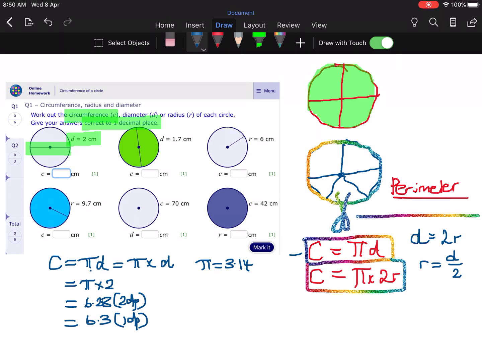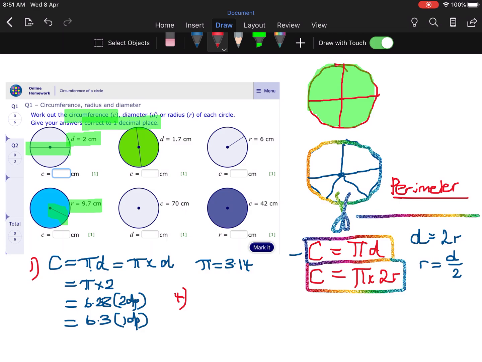Very easy. So you just use your formula and you substitute in whether it's a diameter or a radius. So I'm going to look at number 4 now. This one has a radius of 9.7. You see the difference? It's only a line from the center to the edge, not a full line. And it's asking me for the circumference. So this was question 1.